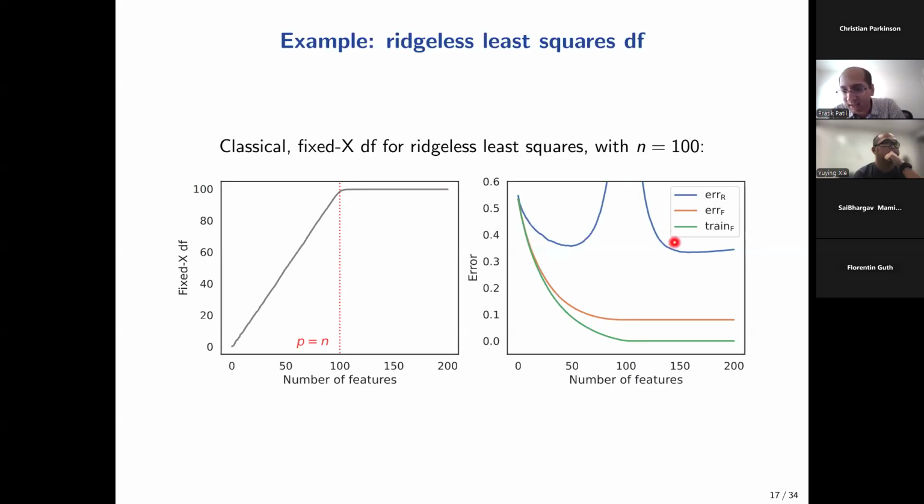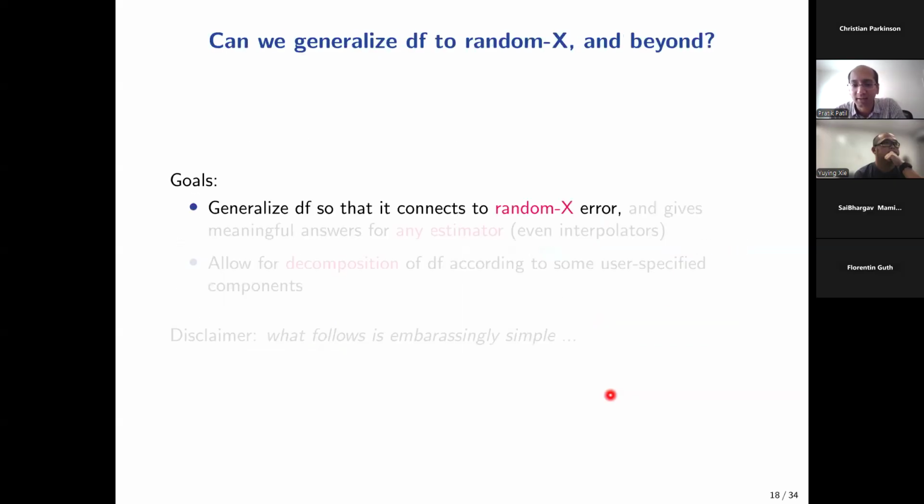But I do know that my error changes. So I cannot rely on the fixed X for this, and I need a new notion that can distinguish between different errors here. So the goal now is to generalize df so that it connects to random X error instead of fixed X error. And we want to do it for any predictor, even for interpolators. So that's one goal, and we're going to do that.